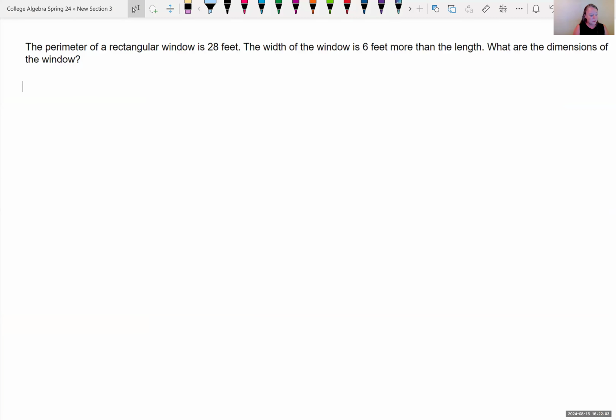So next question, the perimeter of a rectangular window is 28 feet. The width of the window is 6 feet more than the length. What are the dimensions of the window? Okay, so I know for perimeter, to find the perimeter of something, I'm adding all the sides. And so we have the length and we have the width. And the width of the window is 6 feet more than the length. So I'm going to choose, I like L for length, L to equal the length of the window.